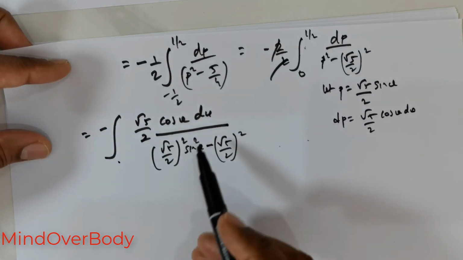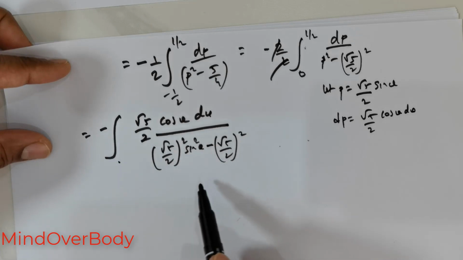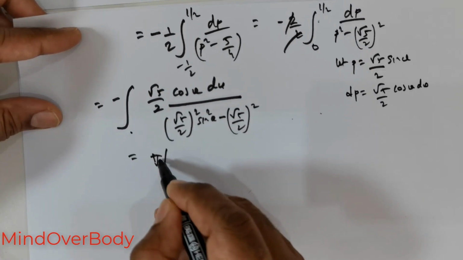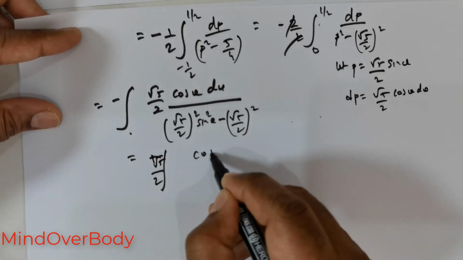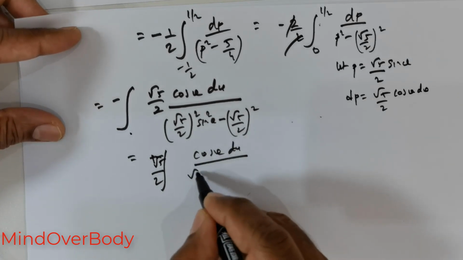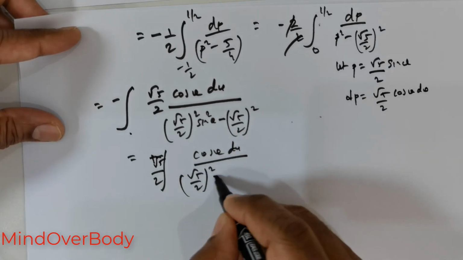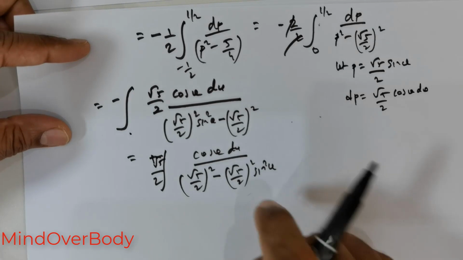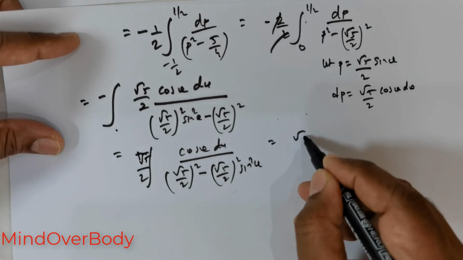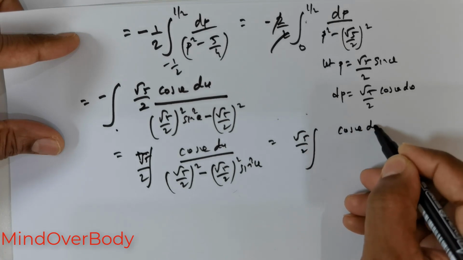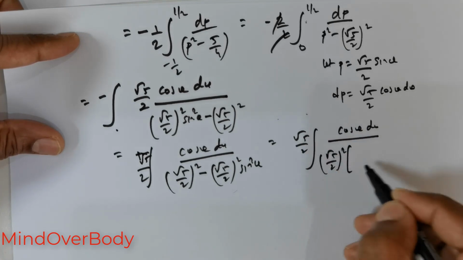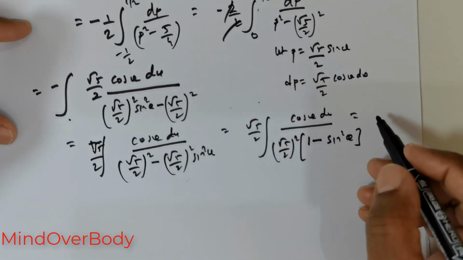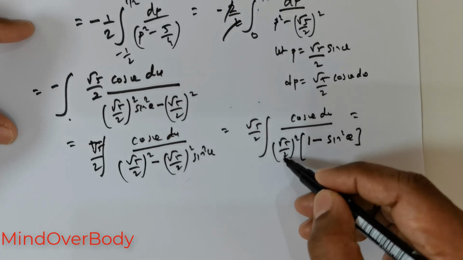Now what we can do is take the negative sign out, and this will become positive. So cos θ dθ divided by (√5/2)² minus (√5/2)² times sin² θ. This is what we get. So if I take (√5/2)² out, this would give me 1 - sin² θ, which is nothing but cos² θ, and (√5/2)².